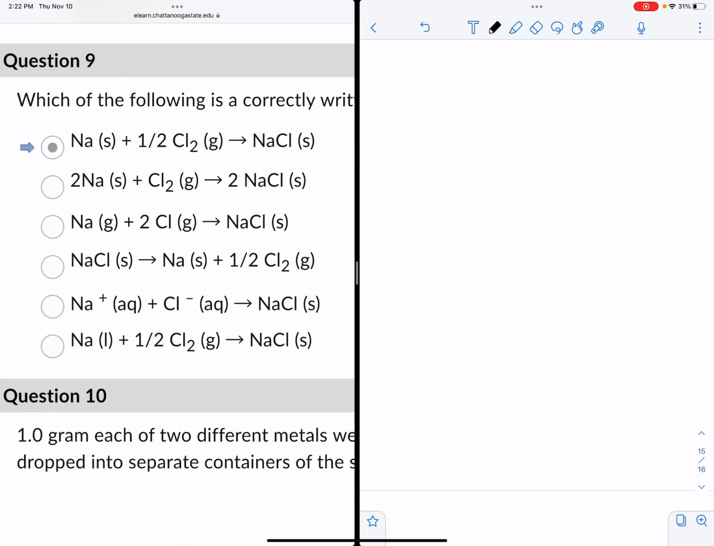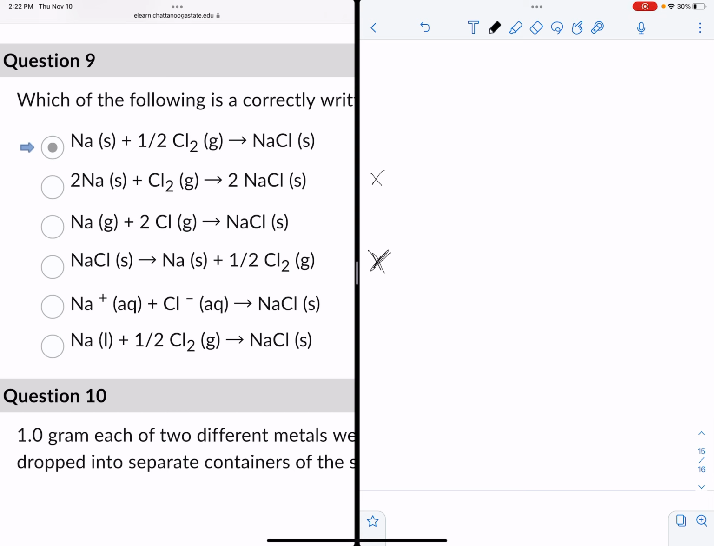So with these kinds of problems, I like to just rule out things. One of the rules is that the coefficient of the product has to be 1 when you're doing a formation reaction. So it can't be this one because that coefficient isn't 1, and it can't be that one because the coefficient isn't 1.